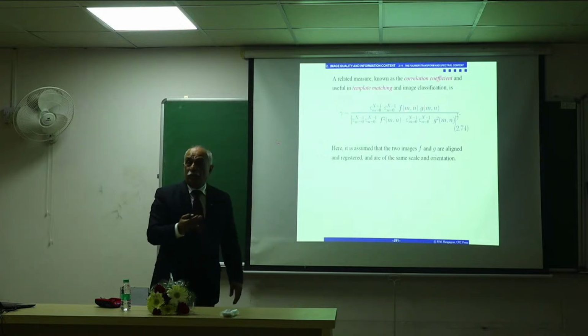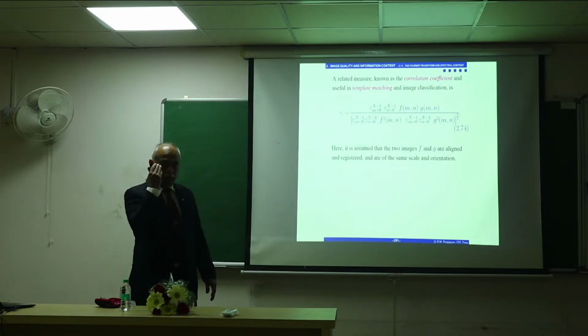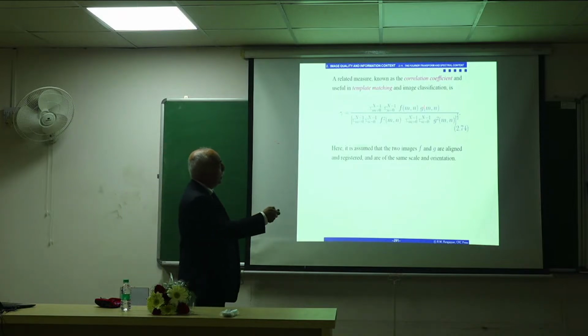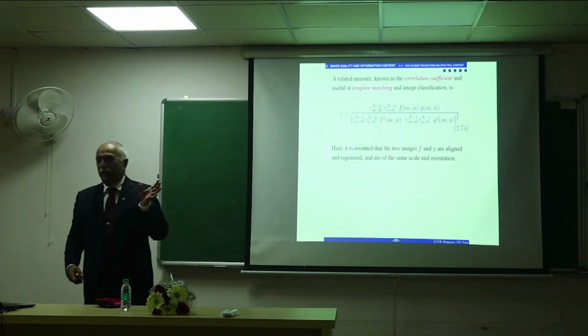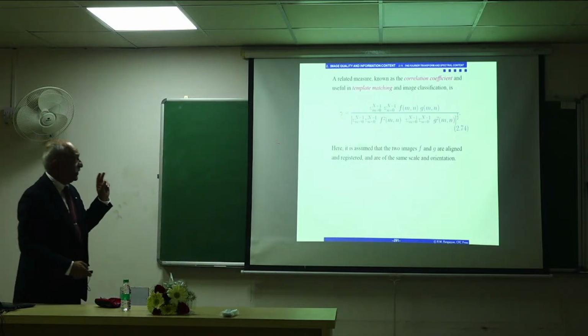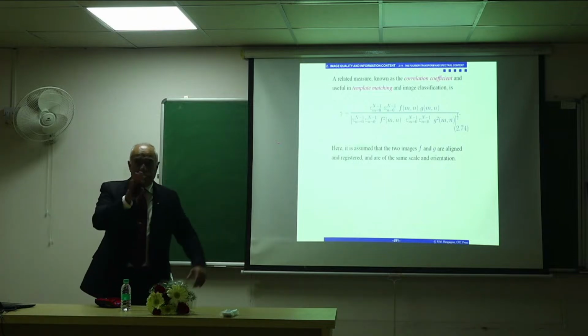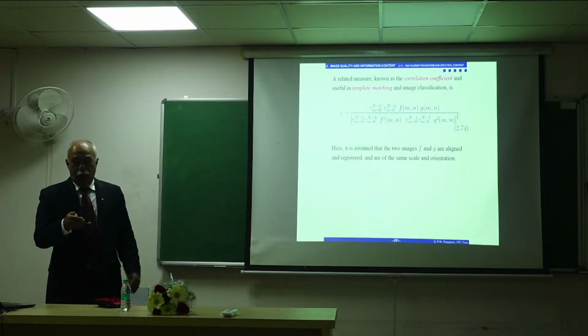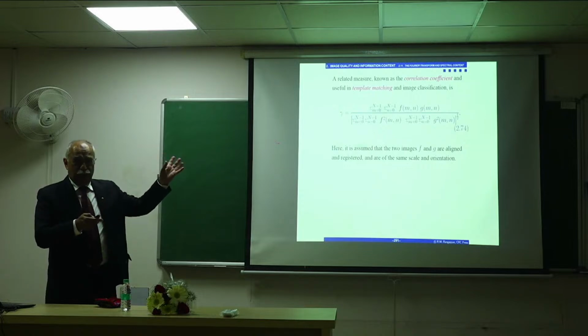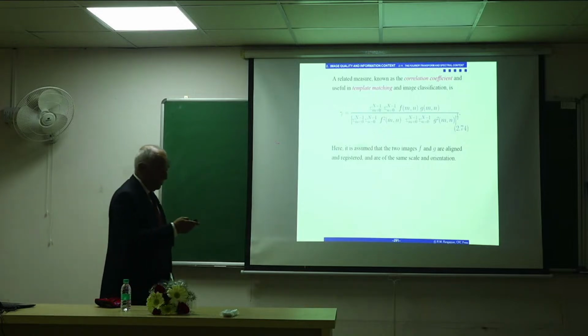It's like taking the dot product. It's a dot product of the projection of one image onto another, summed over all m and n. This is the energy of F. This is the energy of G. Multiply and take the square root. That is the geometric mean of the energies of the two functions. Now gamma will be between 0 and 1, or plus and minus 1, depending upon how the changes have been made.